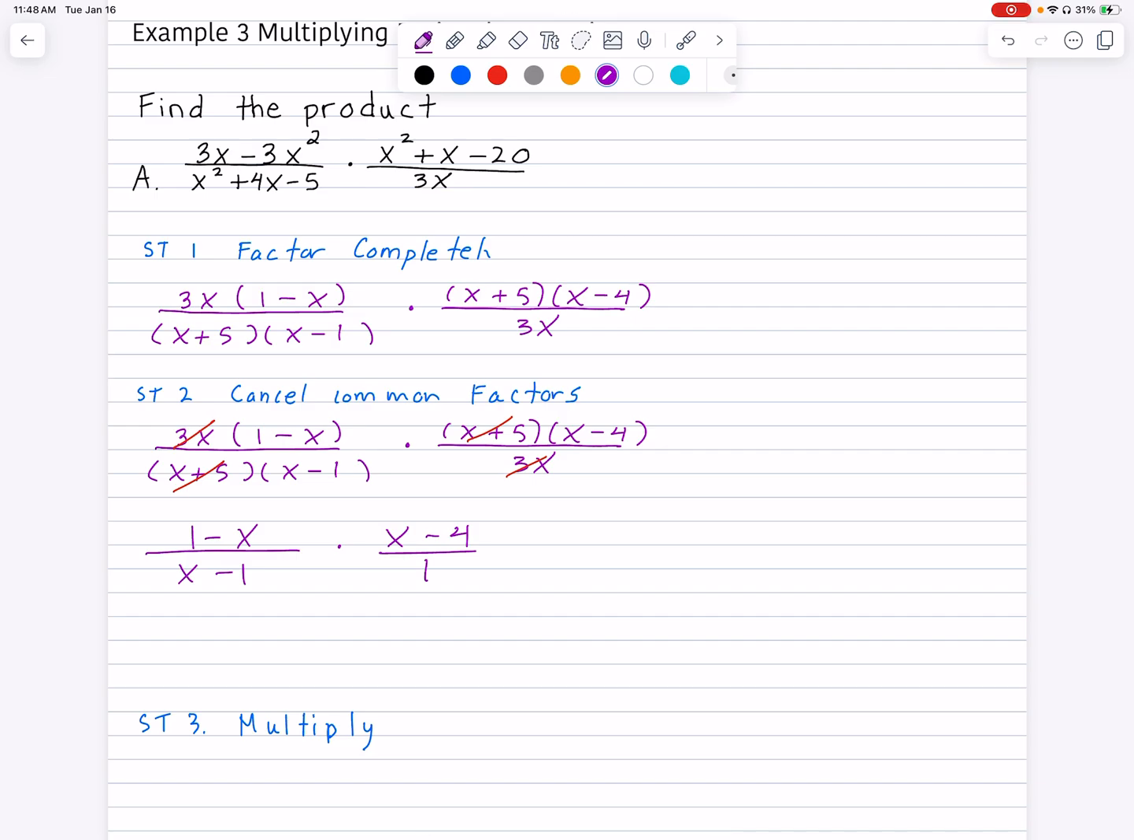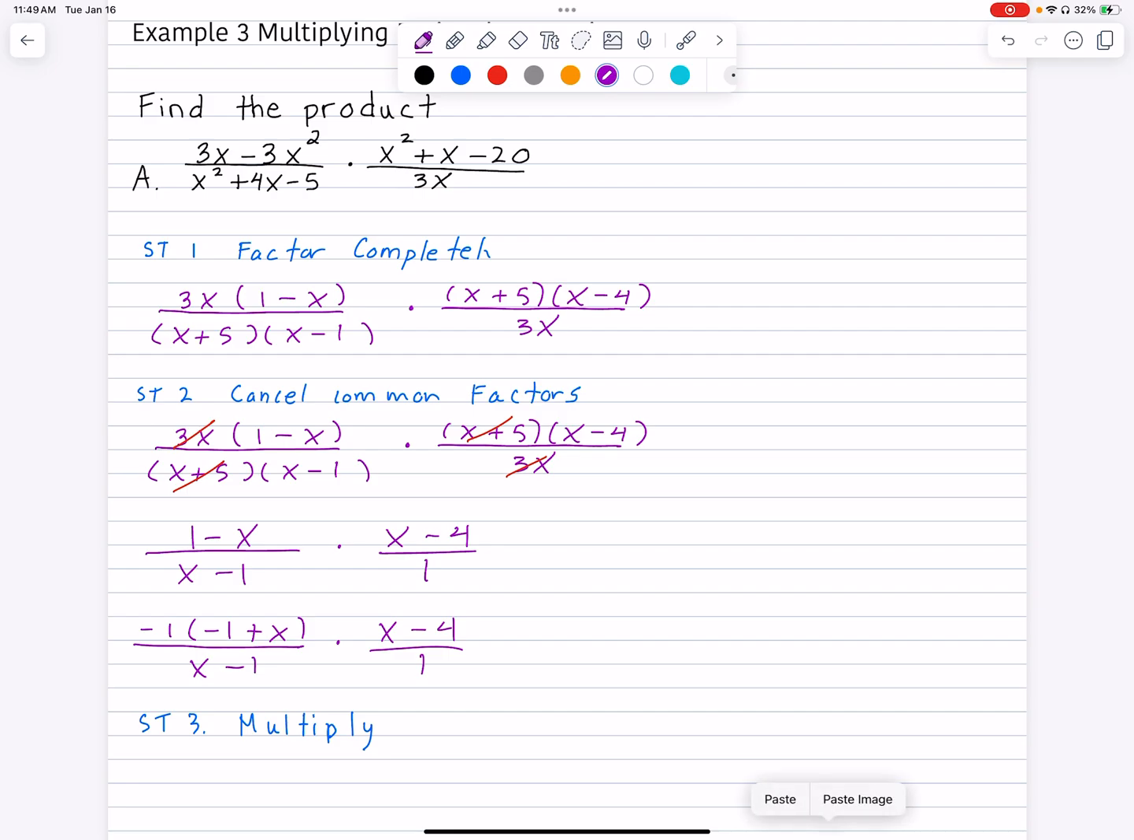Now, see if you agree with me. Wouldn't it be great if these two flipped? And the way you can do that is by factoring out a negative 1 out of both of these two terms. So if I factor out a negative 1, I'm going to be left with negative 1 plus x over x minus 1 times x minus 4 over 1.